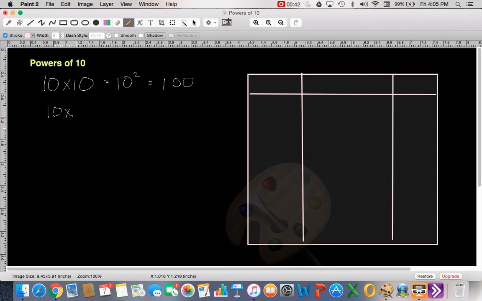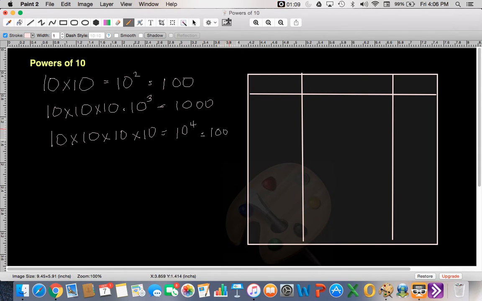10 times 10 times 10, and the answer would be 10 to the power of 3, which is equal to 1000. And 10 times 10 times 10 times 10 is equal to 10 to the power of 4, and that would be 10,000. If you notice the number of times 10 appears, that would be the exponent.